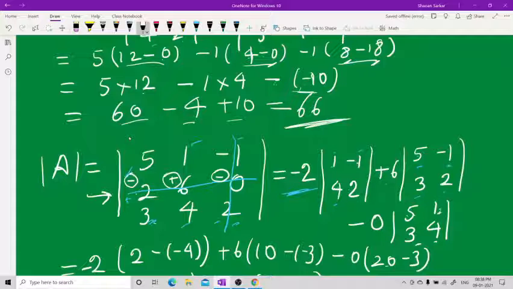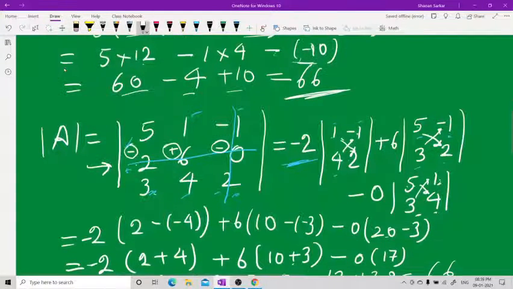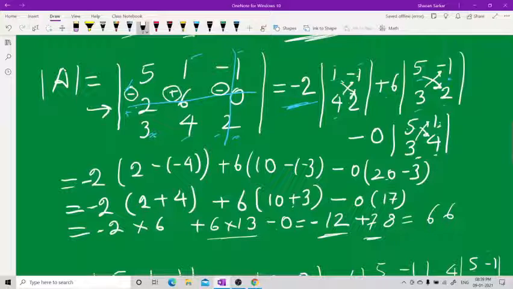Now what I'll do is cross multiplication, the way I did in the upper part, this way, this way, this way, and this way. Now see what happens. Now you have minus 2 here as it is. 1 into 2 is 2. 4 into 1 minus 1 is minus 4, but there is a minus on this.